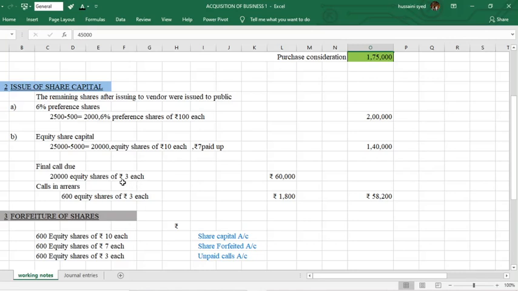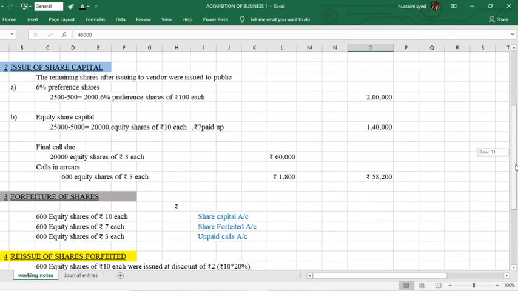How much was the company collecting on the final call? Rupees 3. So 20,000 into 3, 60,000. And the unpaid amount is on how many shares out of 20,000? It is on only 600 equity shares of rupees 3 each, 1,800. On the final call, actually the company has to collect 60,000, but a shareholder did not pay the final call amount on 600 equity shares. Now the company is going to receive only 58,200 rupees.